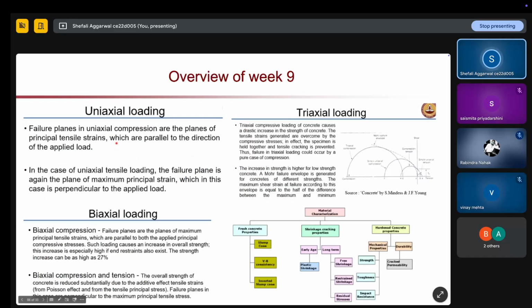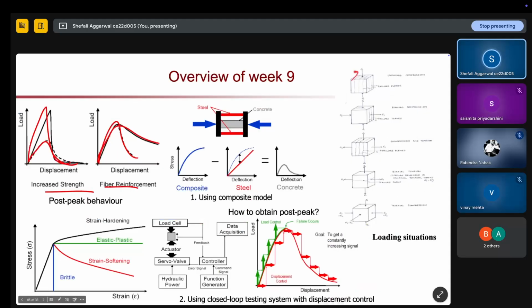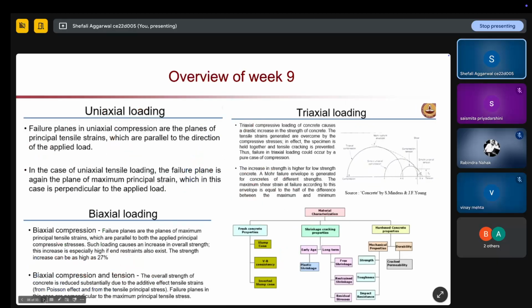Firstly, if we talk about uniaxial loading, what is happening? Your failure planes are the planes of principal tensile strain. So if you see here in uniaxial compression testing, your failure planes are in the direction of your loading. They are the planes of principal tensile strain, which are parallel to the direction of applied load.